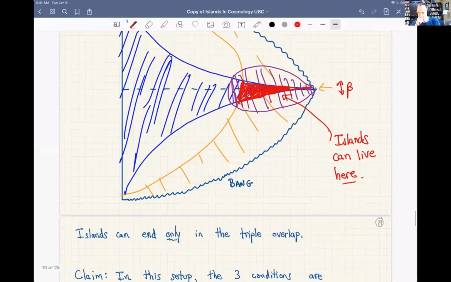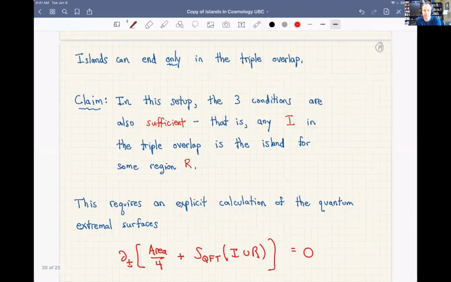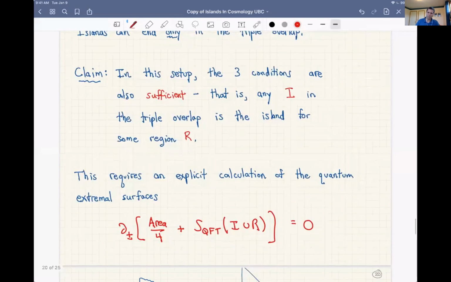Okay. Other questions? So islands can only exist in the triple overlap. I claim that in this setup, the 3 conditions are also sufficient. That is, there are islands everywhere in the triple overlap for some region R. Unfortunately, I don't know any tricks for this one. You have to actually do the calculation of the quantum extremal surfaces. That is, you have to calculate this matter entropy, and then you have to plug into the extremization formula that the generalized entropy has 0 derivative, and just find all the islands and see what happens.